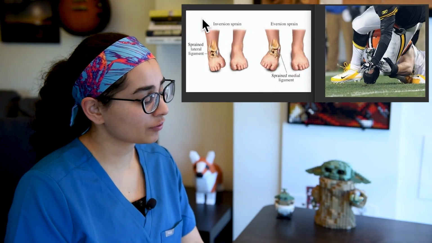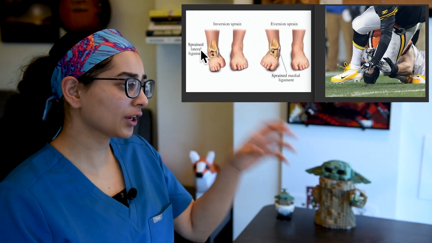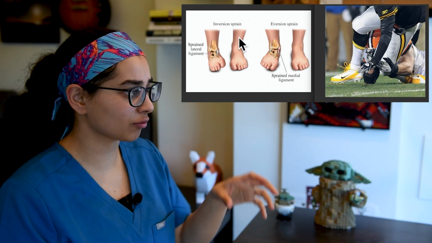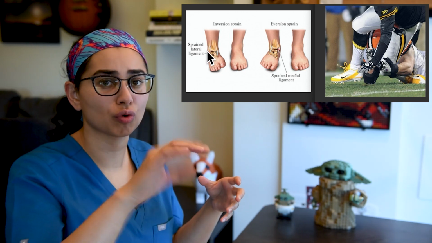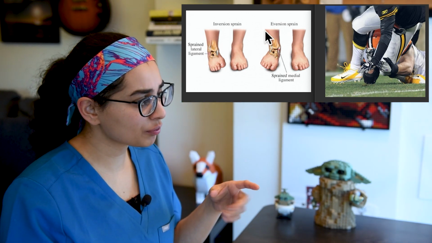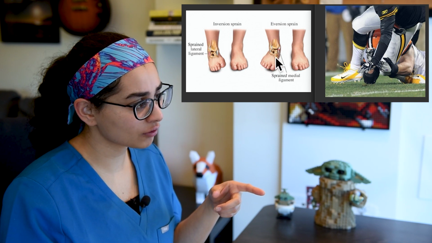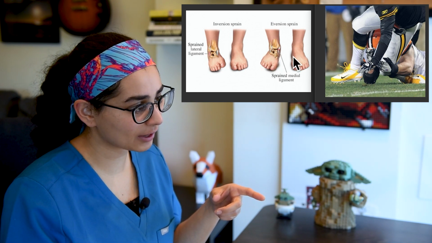So this essentially is a pictograph looking at the difference between an inversion sprain and eversion sprain. This is what most people end up getting. They sprain the outside ligaments of their ankle when they roll that ankle outwards. This is what we saw in LeBron James's case. That foot was pointing outwards, that ankle came down inwards.